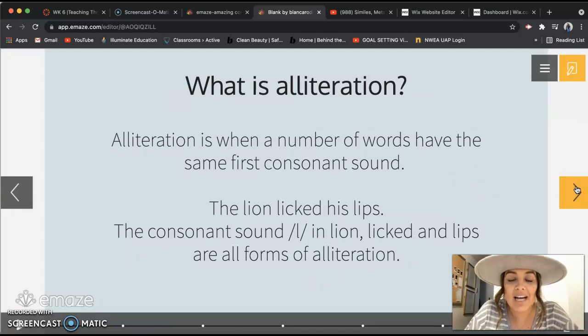Alliteration. What is alliteration? Alliteration is when a number of words have the same first consonant sound. The lion licked his lips. The consonant sound in lion, licked, and lips are all forms of alliteration. You have the same sound in the sentence there with 3 of the words.